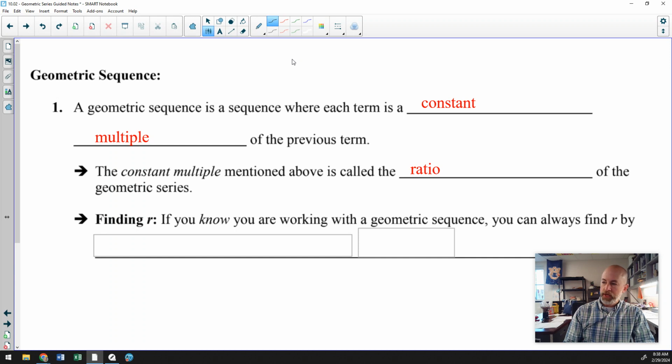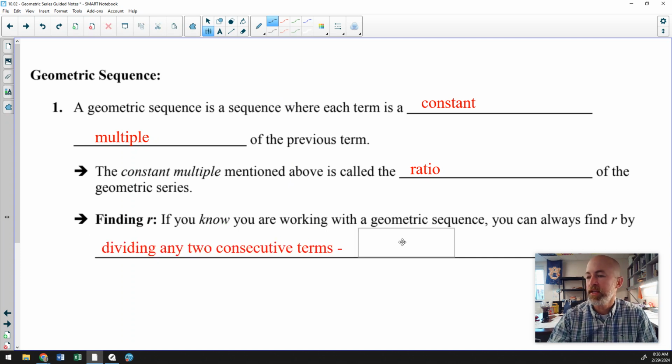There are several ways, but one of the ways that will always work is if you expand your series, or if the series is already expanded, you can find the ratio by dividing any two consecutive terms. Make sure that when you do that, you do a term divided by the previous term. Don't do it the other way around. Don't do like the second term divided by the third term.